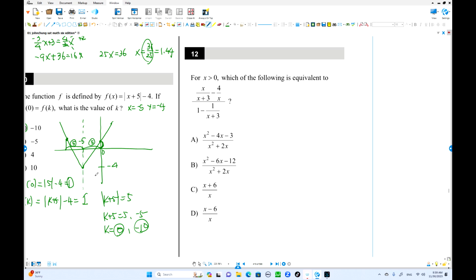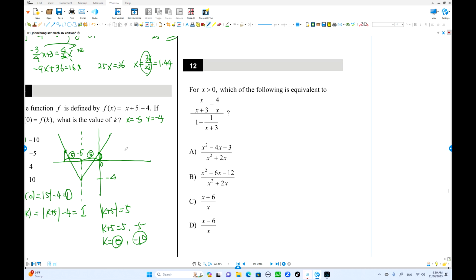All right, number 12. This is a complex fraction. The best way to simplify this, you multiply by a common denominator, okay? X times x plus 3. So x times x plus 3. So x minus 3, x plus 3 is out, we got numerator x squared, and 4 times x is out, we got x plus 3. Now denominator, x times x plus 3, and the minus 1 times x plus 3 is out, we got the x. So simplify, x squared minus 4x minus 12 over x squared plus 3x minus 3x minus 2x.